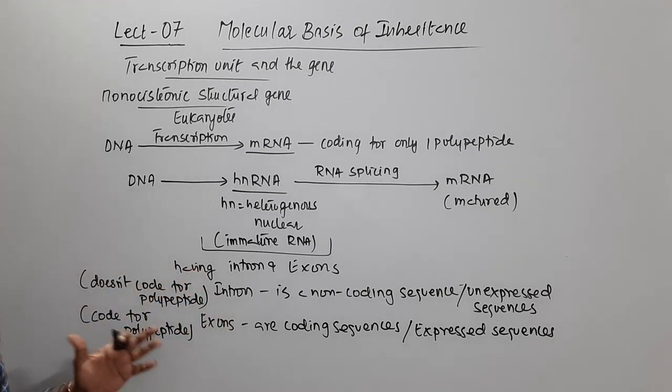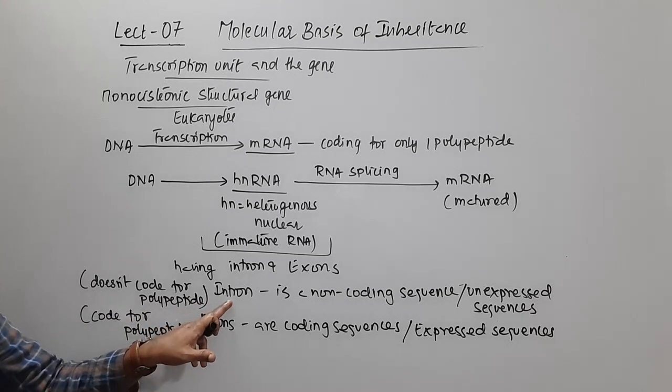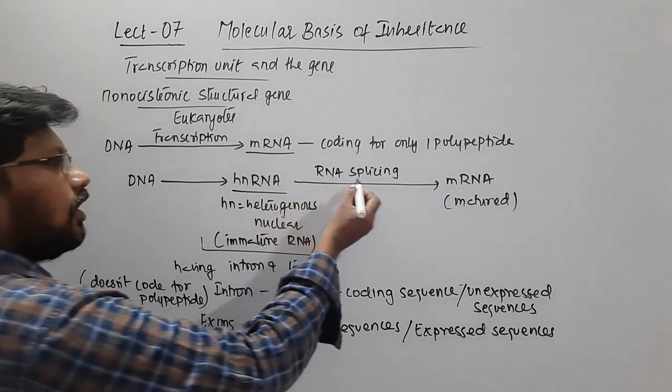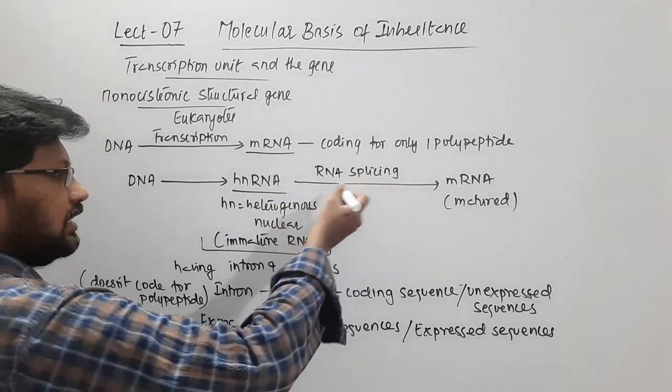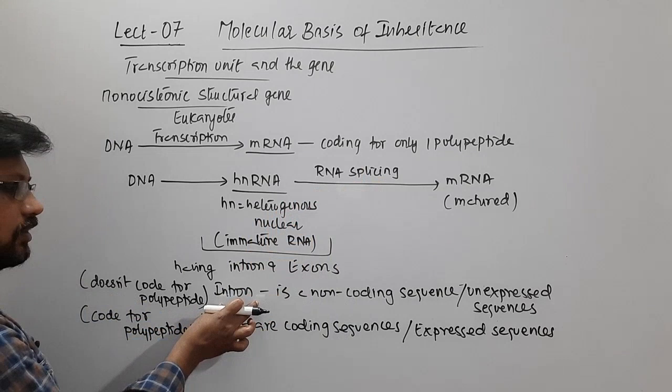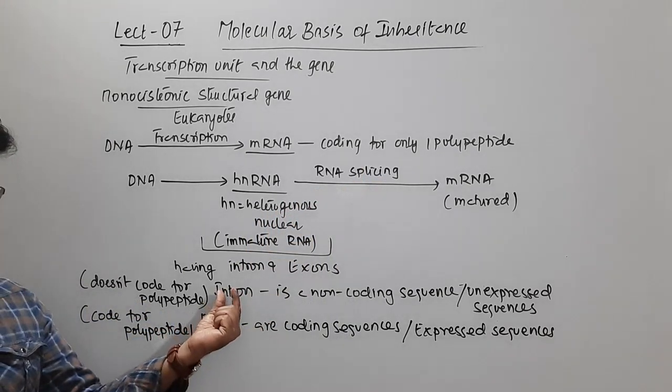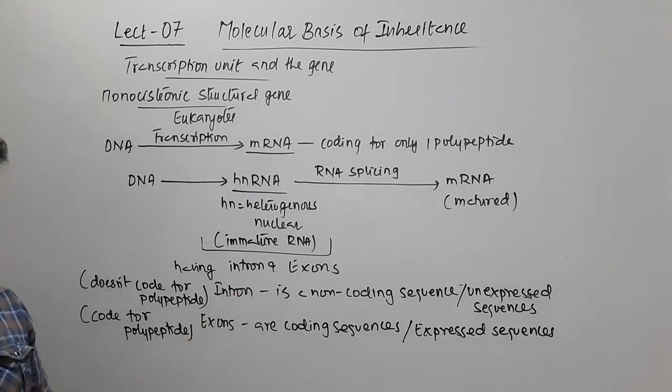Now the point here is these introns should be removed, and only the exons should join to form a complete sequence that helps in the synthesis of a polypeptide chain. That process is called RNA splicing. So what happens in RNA splicing is introns are removed and exons are joined, because introns do not carry any information for the synthesis of polypeptide, hence they need to be removed.